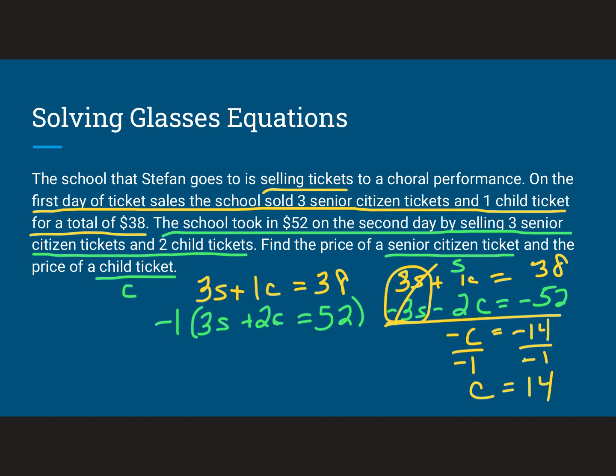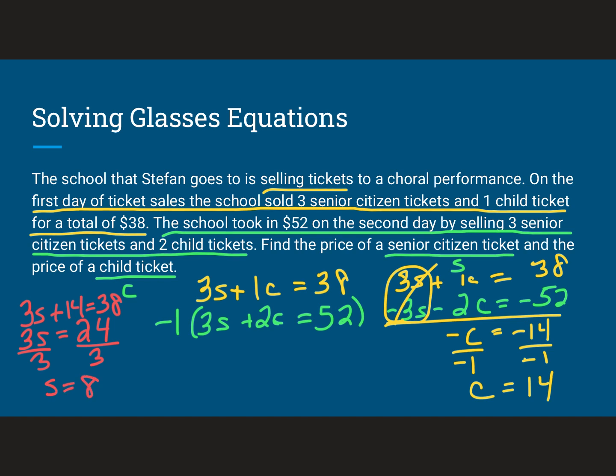So now I still need to go back into one of the equations and find out how much a senior citizen ticket is. So I have 3S plus 1C, which is 14, equals 38. Subtract 14 from both sides. 3S equals, subtract 14 gives me 24. Divide both sides by 3. I get S equals 8.